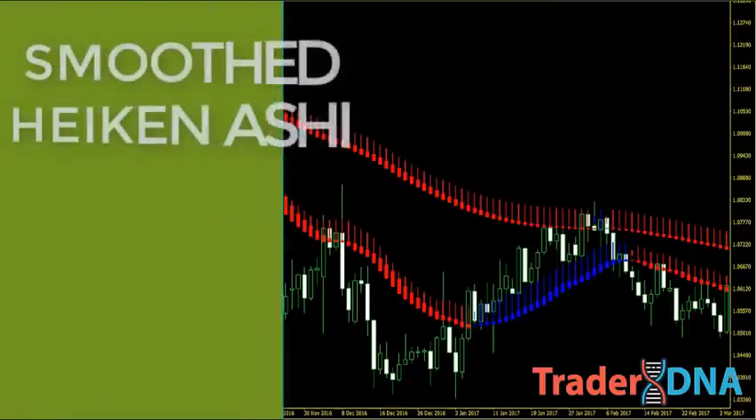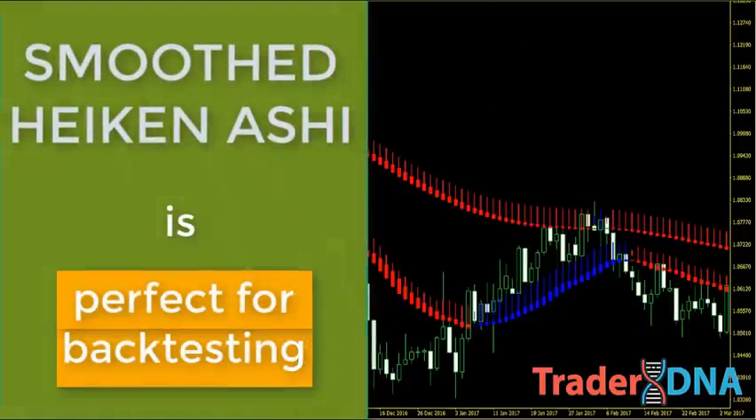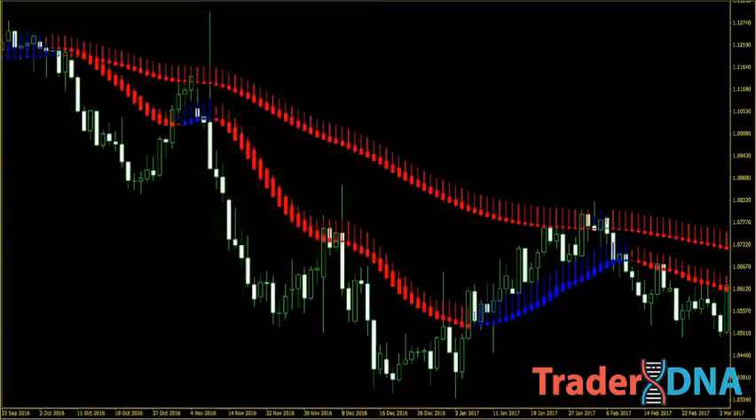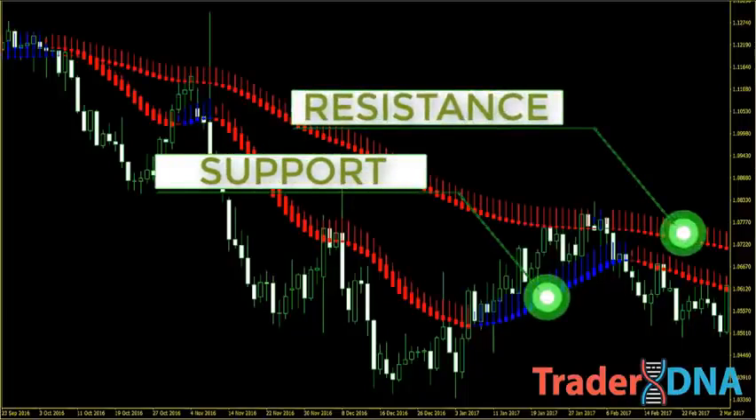Smooth Heiken Ashi indicator is perfect for backtesting to see what signals worked in the past because they are grounded in math. When a smooth Heiken Ashi is not respected as support or resistance after being broken, that is a sign of high volatility in the time frame.